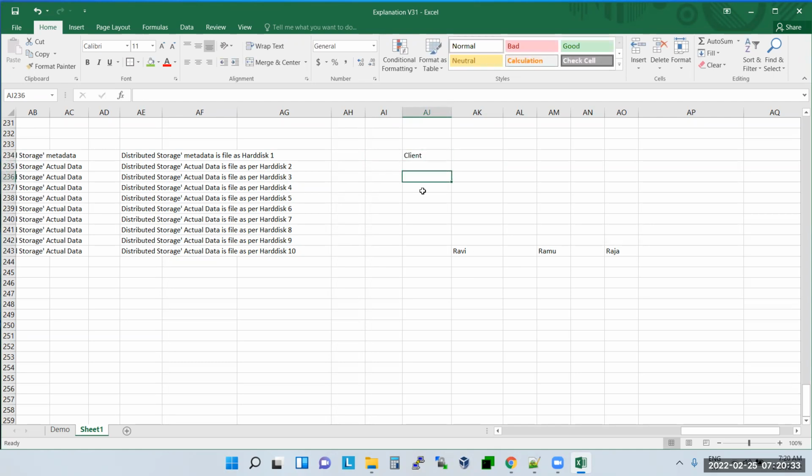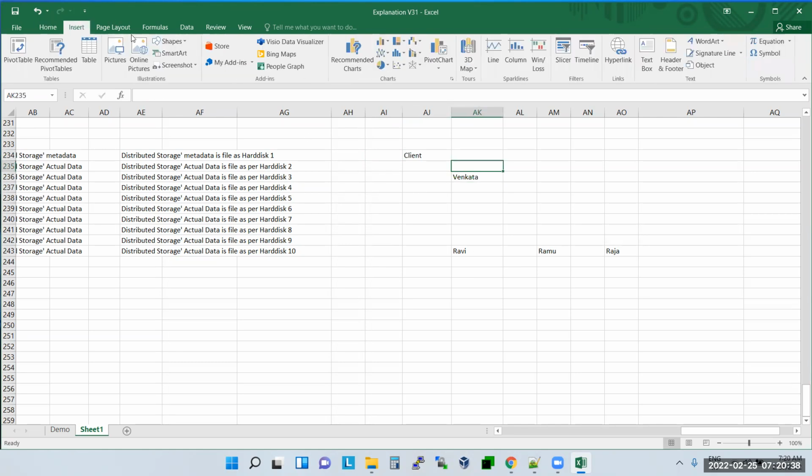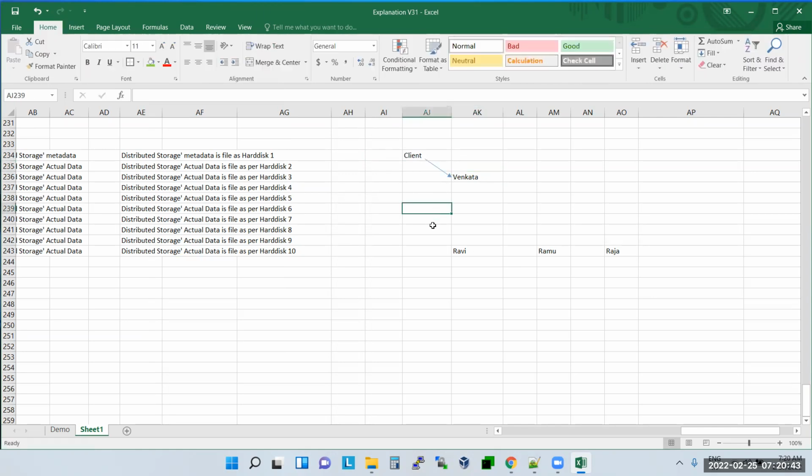So this is Venkata here. The client has given a project to Venkata. Understood? This is project 1, which contains 3 modules. Venkata has got project 1 from the client, who handed it over and told Venkata, hey Venkata, you complete this project.